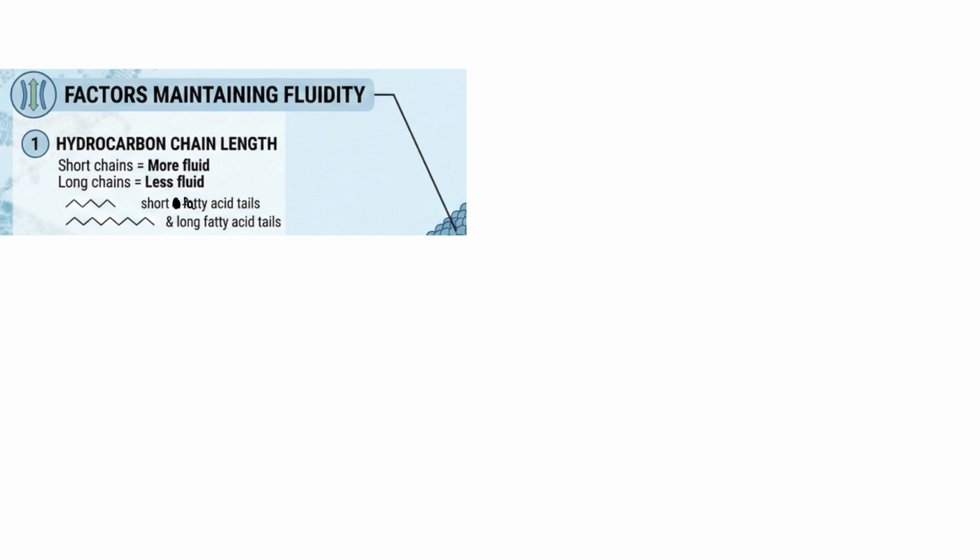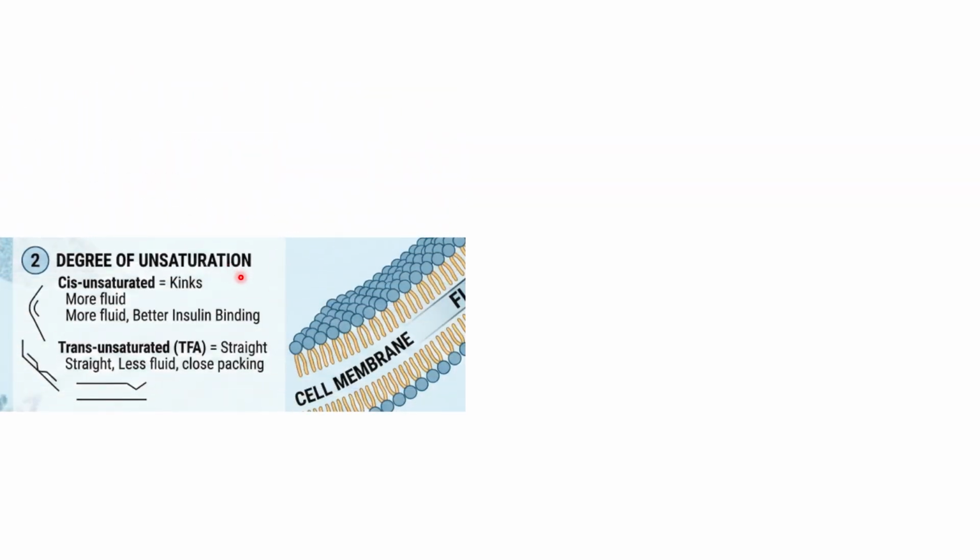The second factor is degree of unsaturation. In the cis fatty acids, there will be kinks or bends. Wherever these bends are present, there are more chances of better binding of the hormones. So more fluidity because of more movement, because of the bends. So more number of structures can come and bind. So that is the advantage of cis fatty acids. Whereas trans fatty acids, they are straight, so they are less fluid, and because of the straight nature, they are closely packed, and because of the closely packed nature, they are less fluid.